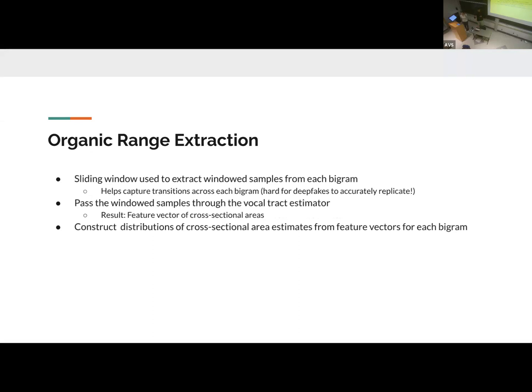Next, each segment is windowed using a sliding window to accurately capture the vocal transitions within each bigram, as the deepfakes cannot necessarily accurately replicate every single transition. These window segments are then passed into the vocal tract estimator, getting a result of cross-sectional areas. And distributions of cross-sectional areas for each bigram are then constructed from the feature vectors.